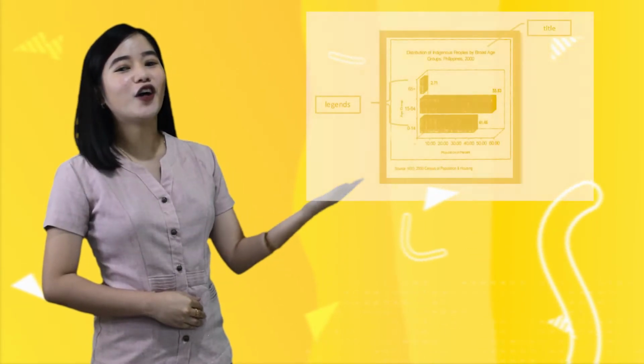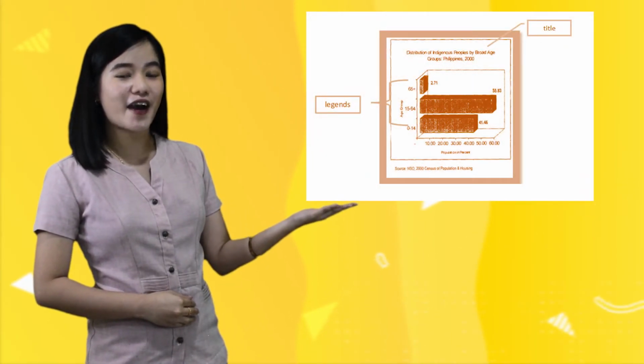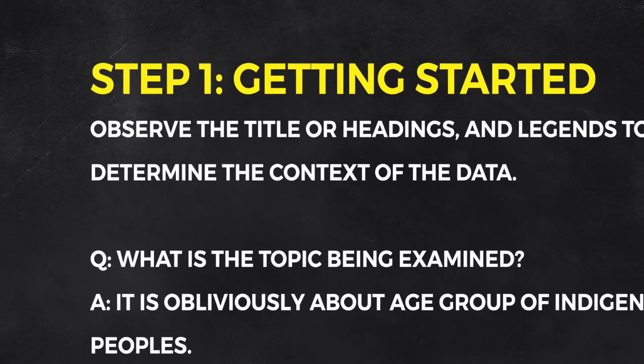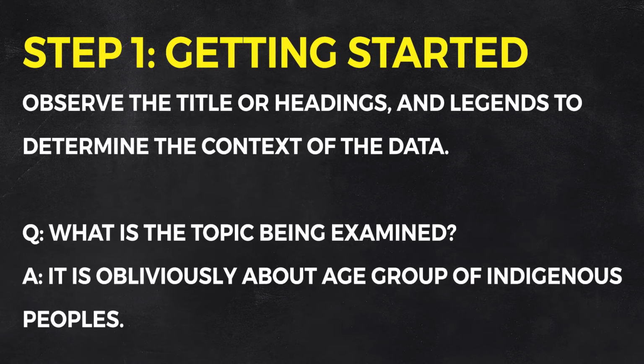There are several simple skills required when using graphical representations, but generally, no matter what they look like, the process or method of understanding them is just the same. I want you to look closely at the given graph. Let's learn how to interpret this graph using the following steps. Step 1. Getting started. Observe the title or headings and legends to determine the context of the data.